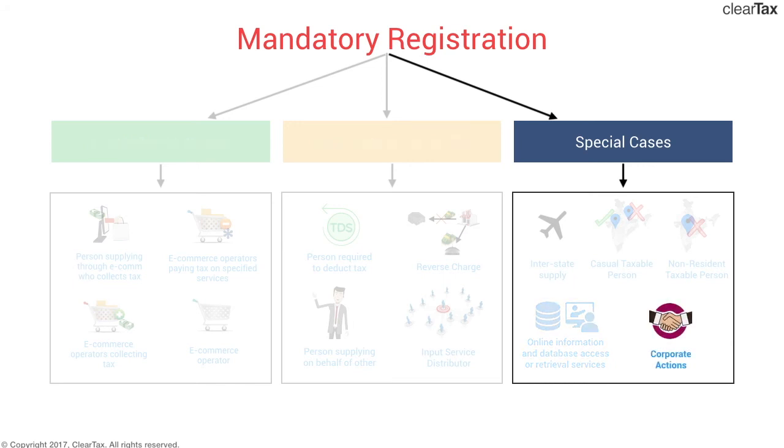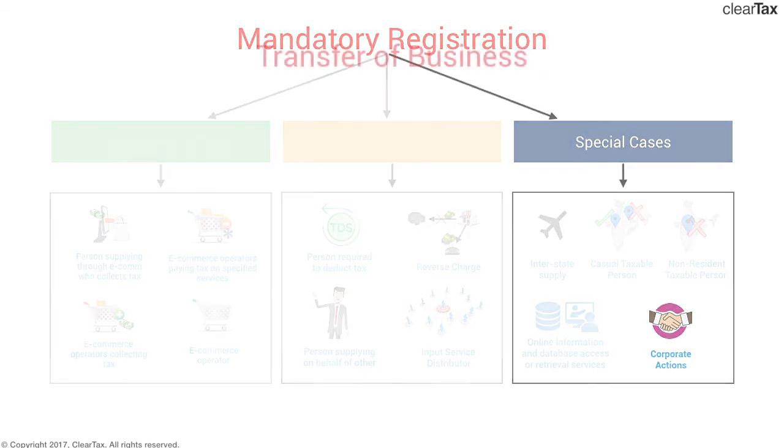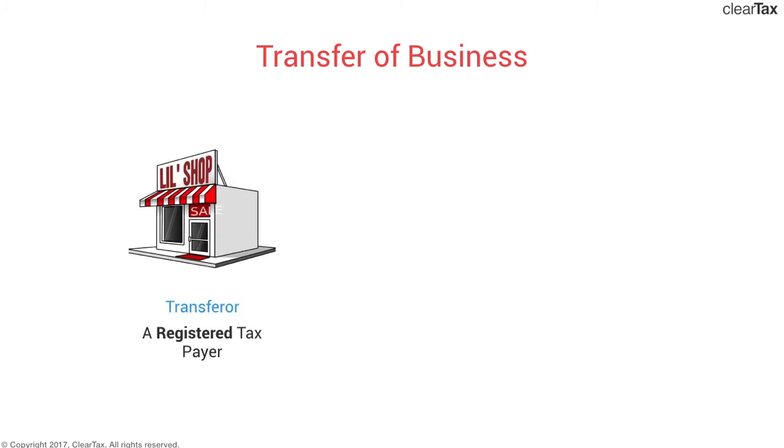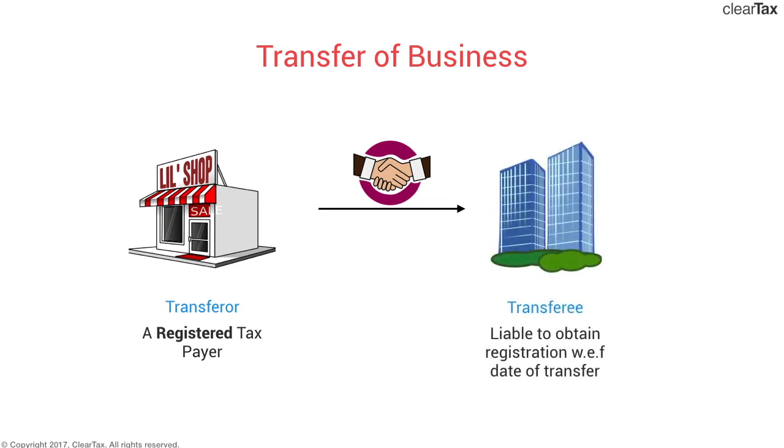The fifth one is that of corporate actions. Now we've seen what corporate actions are. They are either merger, demerger, sale, amalgamation, or any such thing. So in all these, you'll have a transferor and a transferee. So the situation is that the transferor has to be a registered taxpayer. If this is the case, the transferor is registered, then the transferee is liable to obtain registration with effect from the date of transfer. Simple logic. The transferee is taking over a business which is already registered, and so the transferee also has to be registered.